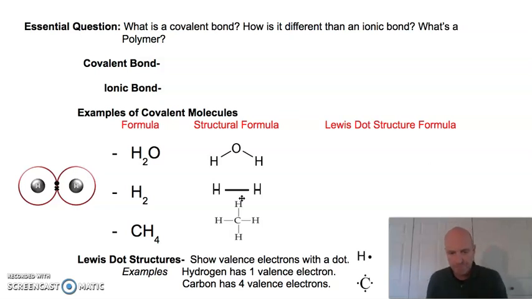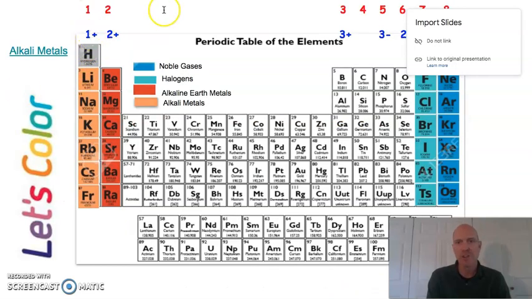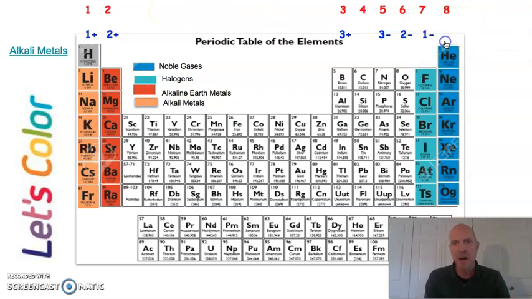Now we're going to work with something called the Lewis dot structures. Who came up with this idea? Lewis. All it is, we're going to show the valence electrons that an atom has with a dot. If you recall, we're going to do it for hydrogen here. You should have something like this in your notes. Everything in this column of alkali metals has one valence electron, including hydrogen. And carbon over here is in the four valence electrons column.